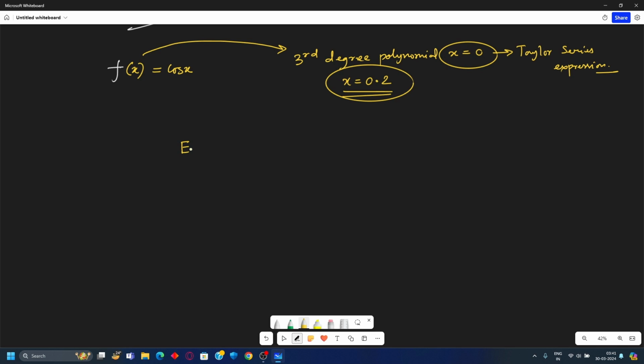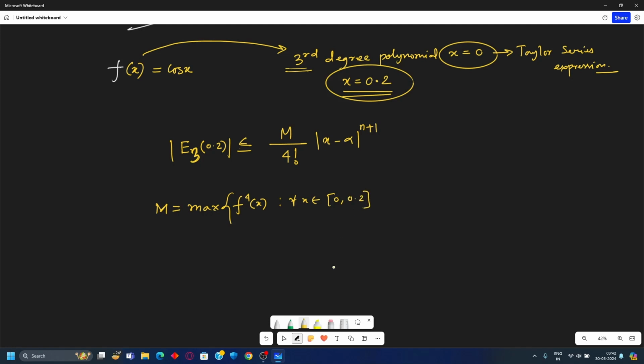So we can write E3 of 0.2, since it is a third degree polynomial, so n should be 3. That is less than or equal to M by (n plus 1), that means 4 factorial, times the mod of (x minus alpha) whole to the power of n plus 1. Now what is our M? M is the maximum of the fourth derivative of this function, f4 of x, for all x belonging to 0 to 0.2. Let's take 0 to 0.2.